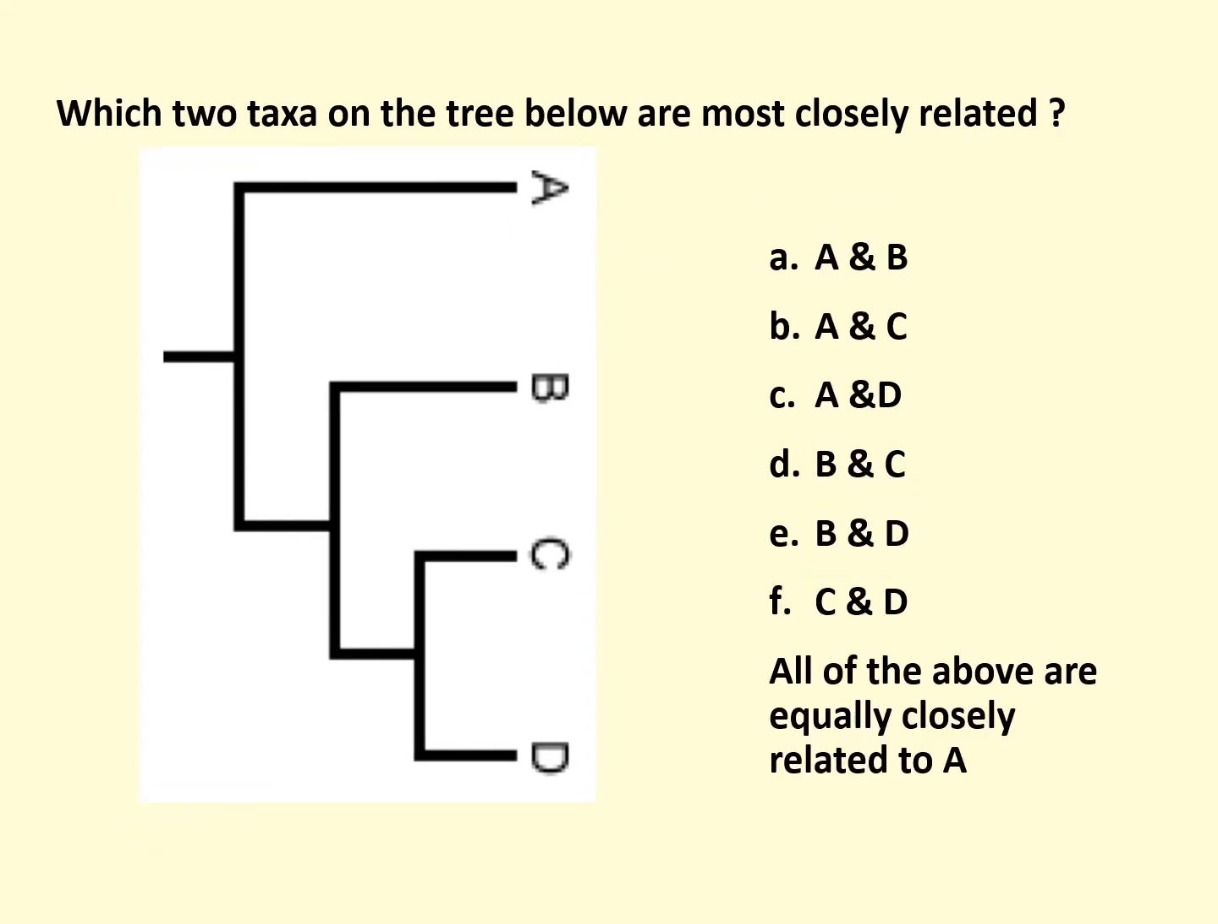Which two taxa on the tree below are the most closely related to each other? A, B, C, or D? Or I should say A and B, A and C, A and D, or B and C, B and D, or C and D. Right. That's right, C and D. There you go. Nice job.